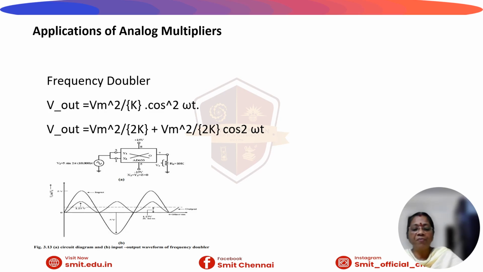The output waveform consists of two parts. One is a DC voltage, which is the average value Vm square by 2Vref, and an AC ripple that oscillates at exactly twice the frequency of the input signal. Hence, it acts as a frequency doubler.